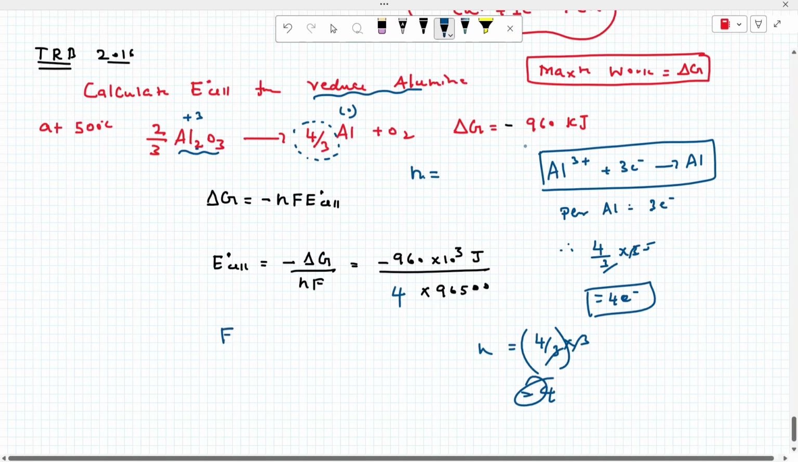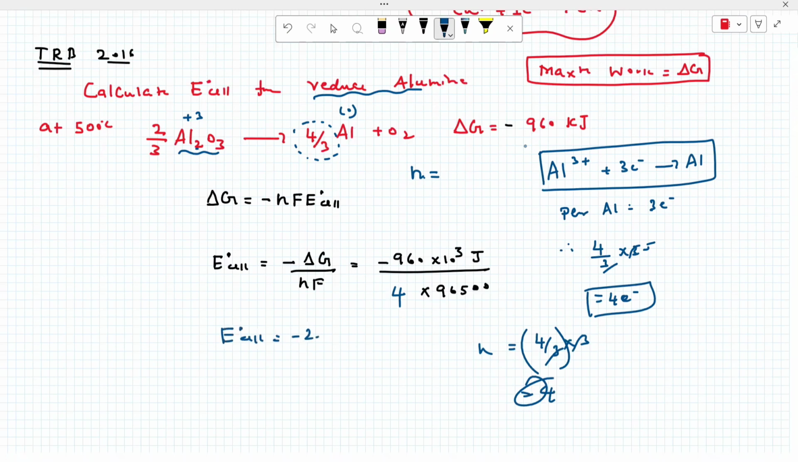Now, what is the answer? If you do the calculation, the E cell value is around minus 2.5 volt. Solve it and check the calculation.